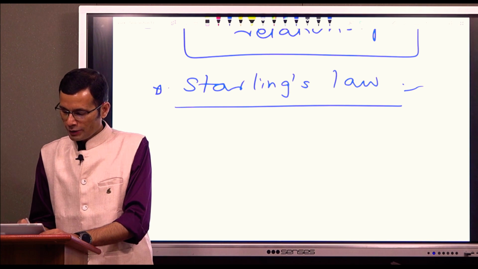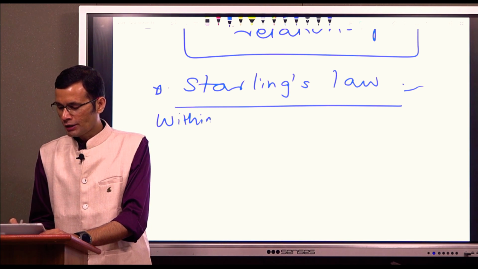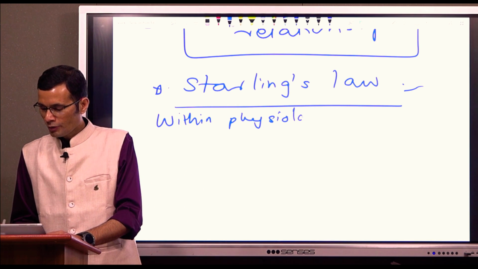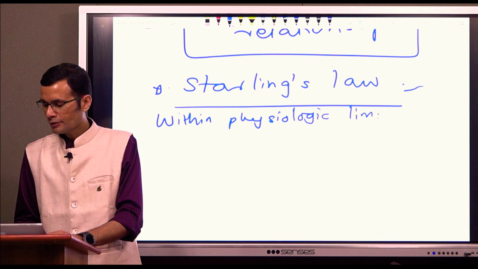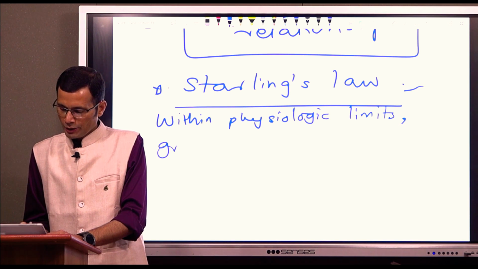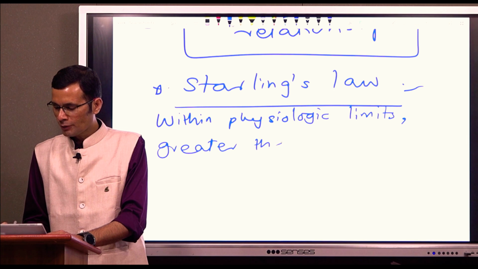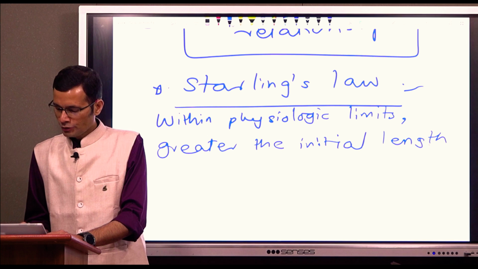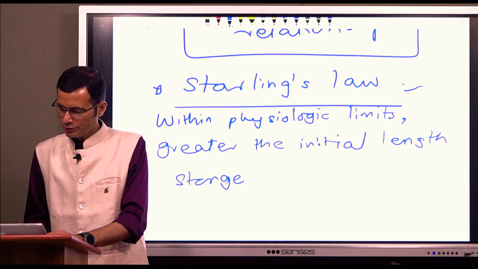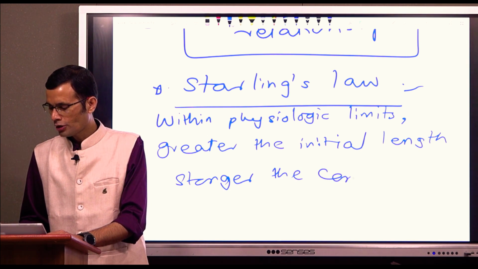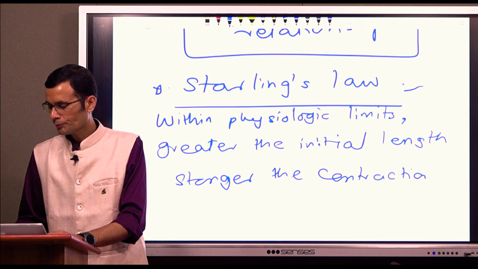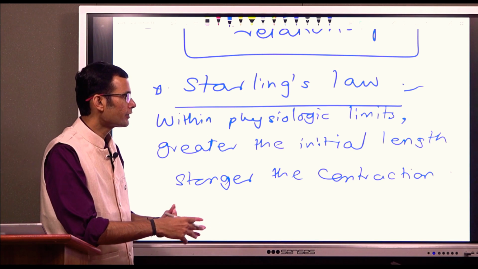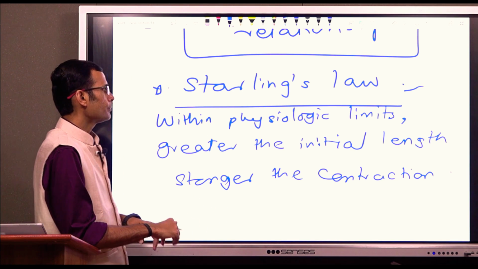So, within physiological limits, remember this is an important first part. Within physiological limits, the greater the initial length of the muscle, the stronger will be the contraction of the muscle. And that means greater tension generated. Stronger contraction means greater tension generated during the contraction.